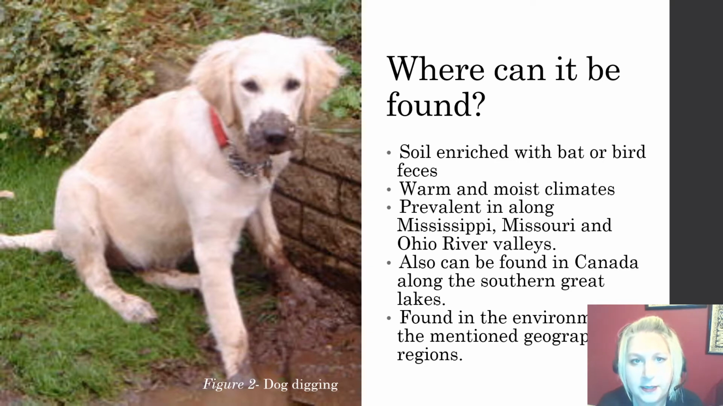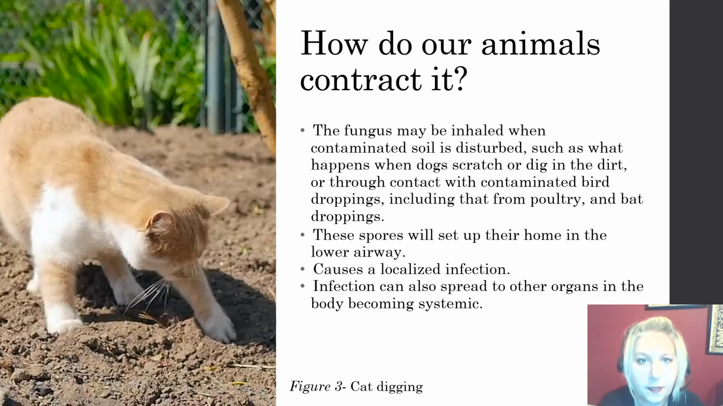Where can you find this? Mostly warm, moist climates. They're a very suitable breeding ground for histoplasma. Specifically, in these areas, it is the soil that has been enriched with bird or bat feces that is the primary source of infection. The fungus becomes airborne when our animals disturb the ground and inhale the spores. Inhalation of these spores will cause a localized infection of the lungs, and in severe cases, or in cases of an animal that is immunocompromised, the infection can become systemic.